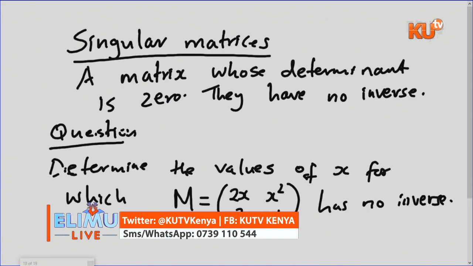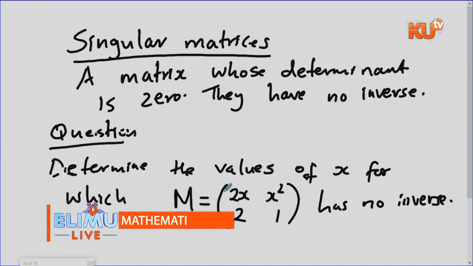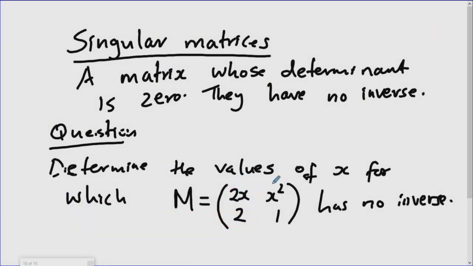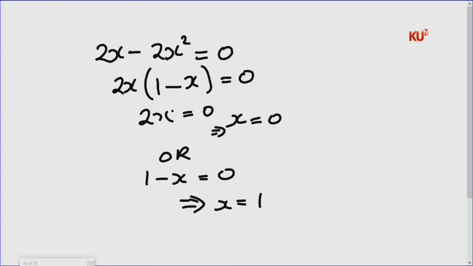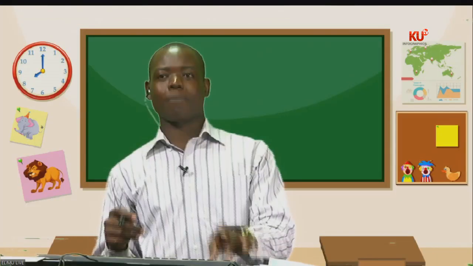Maybe if they change the question and say you write down the possible matrices of M, then it simply means replace x. When x is 0, you have 0, and this will remain 2 and 1. That will be one possible matrix, 0, 0, 2, 1. And when x is 1, replace here with 1. So it will be 2 times 1, which is 2, and 1 squared, which is 1. So the matrix will be 2, 1, 2, 1. Those will be the possible matrices when replacing in the values of x.